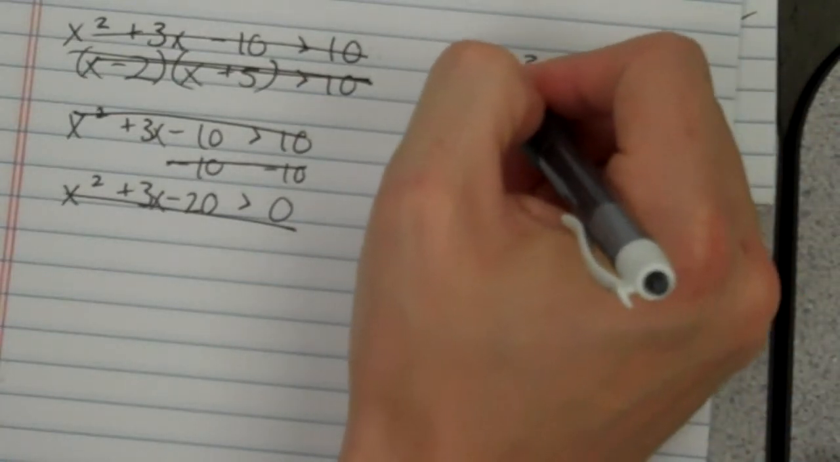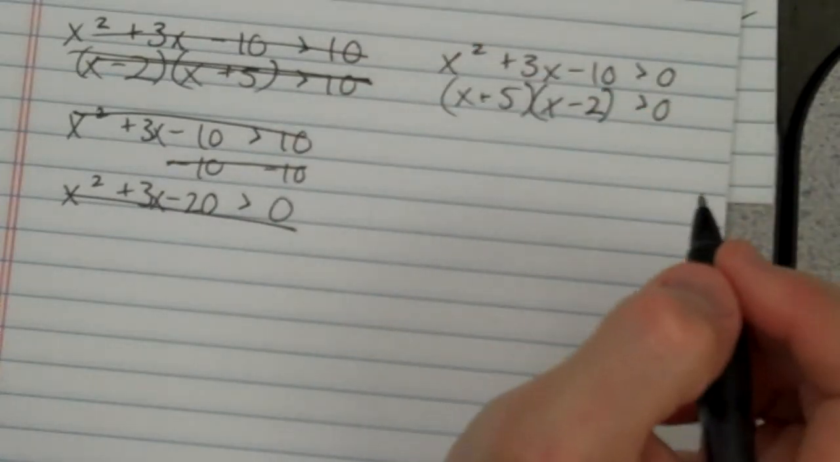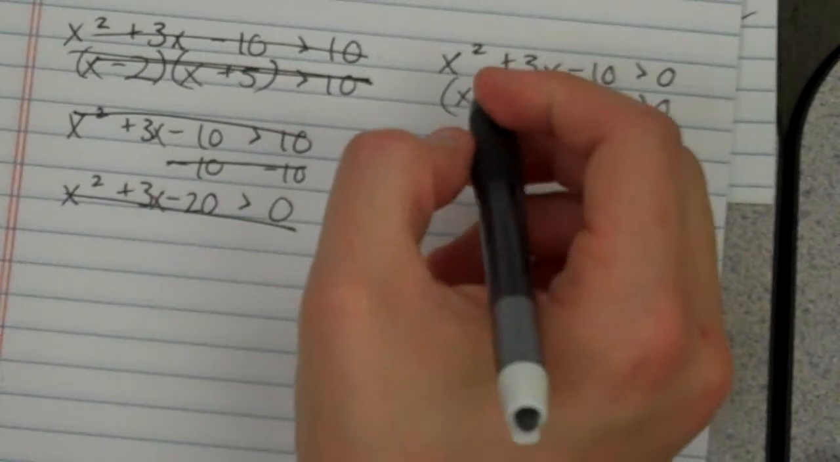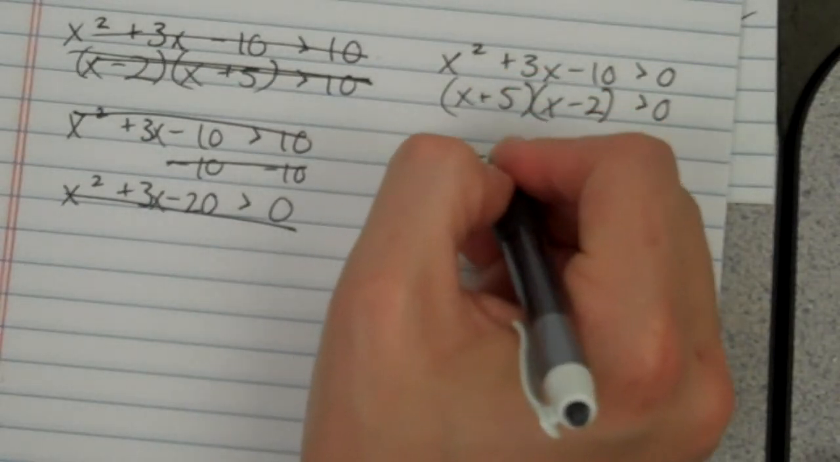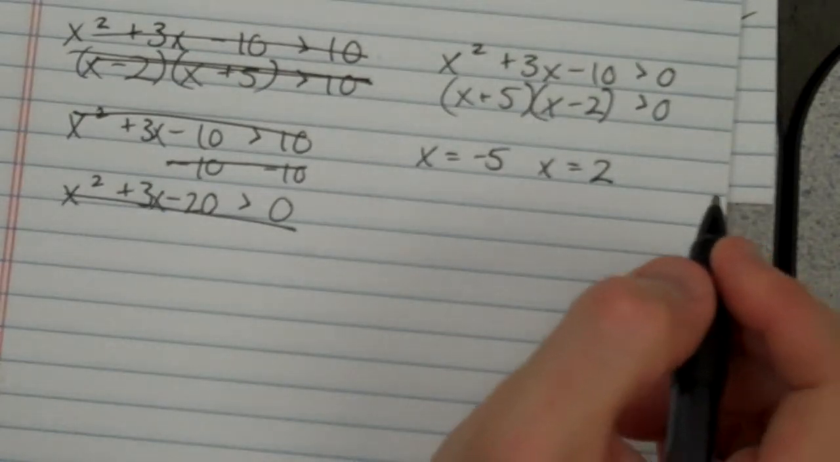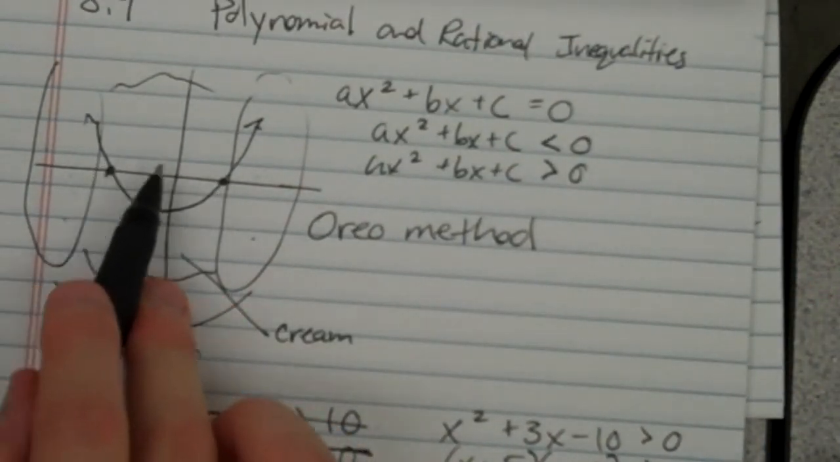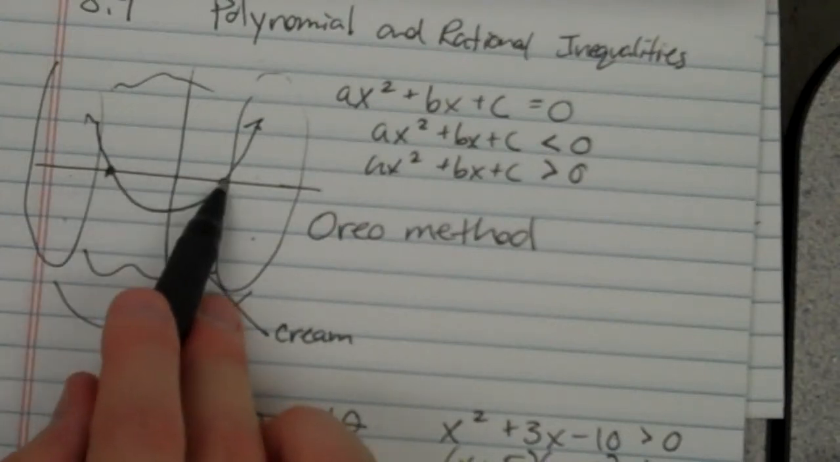X and x, negative 5, positive 5, negative 2. I'm just all crazy today. Here we go. Now, I know this is going to be x equals negative 5 and x equals 2. All right? So I found my 2 points. And my 2 points, I mean here and here in my quadratic, right?